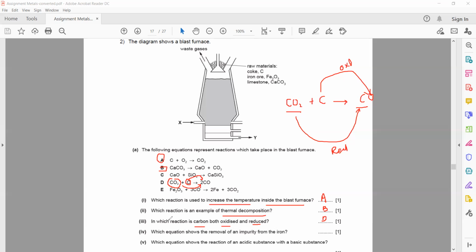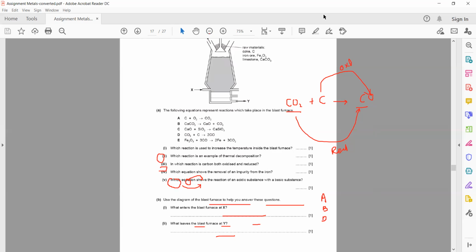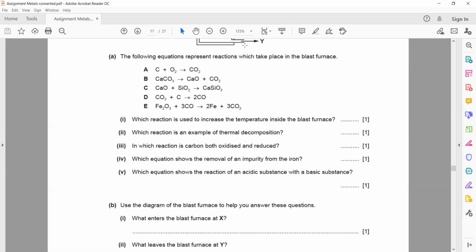Which equation shows removal of impurity? So C represents removal of impurity.